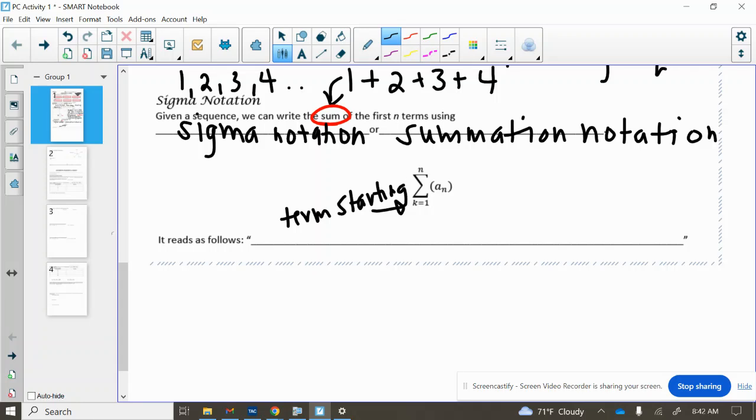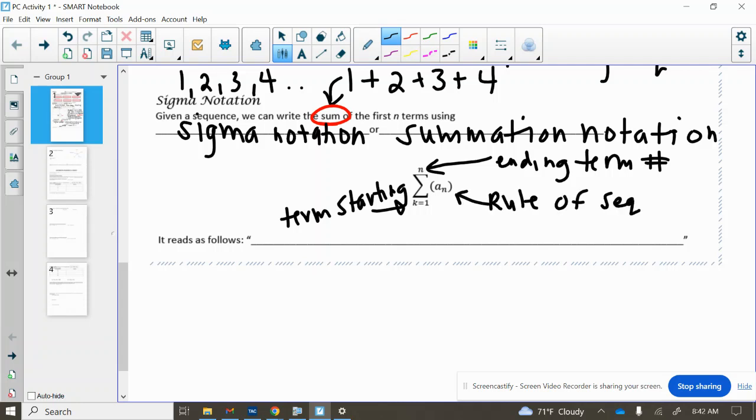So usually it's term number 1, but maybe you only want to add up 3, 4, and 5. You might start with 3. This is the ending term number. Okay, so that's where we're going to be stopping our addition. And then this is the rule of the sequence that we are following.